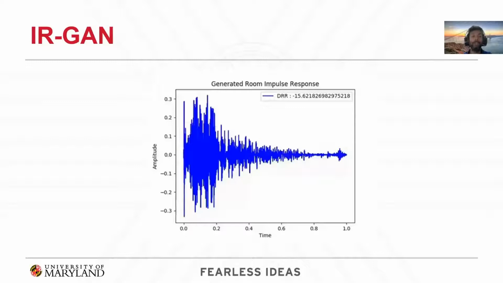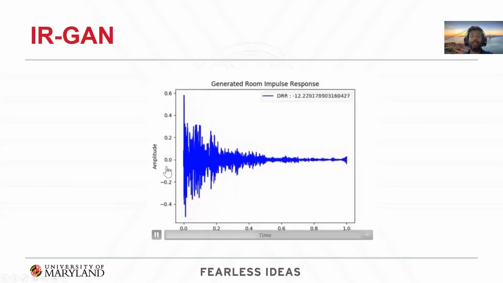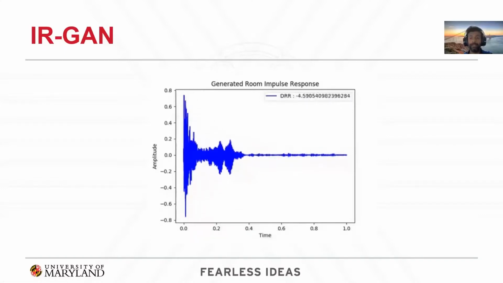We use acoustic parameters such as reverberation time, direct-to-reverberant ratio, early decay time, and early to late index to control room impulse response generation. In this video, we demonstrate how we increase the direct-to-reverberant ratio of the room impulse response from low to high. When the direct-to-reverberant ratio increases, the direct sound becomes stronger than the reverberation.